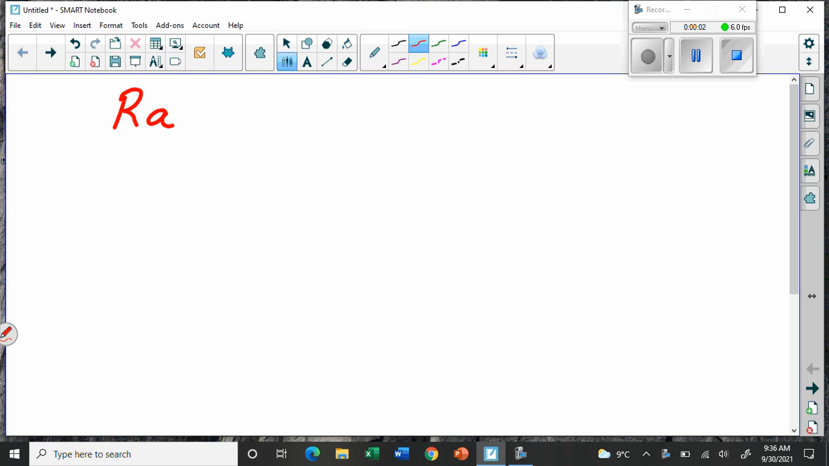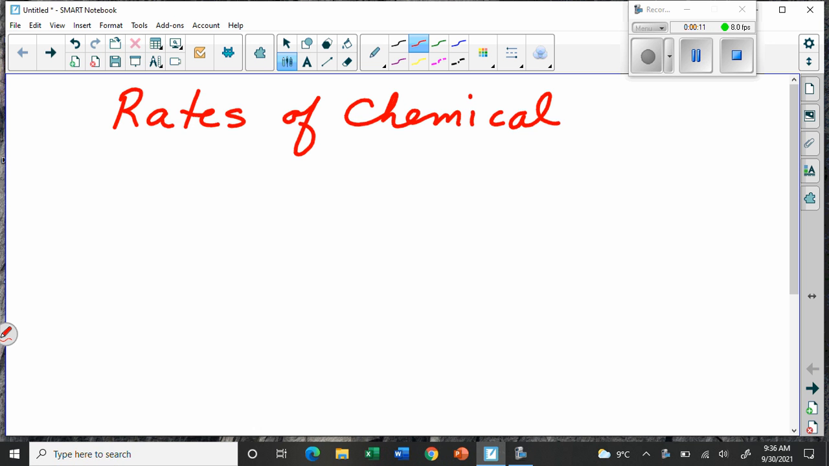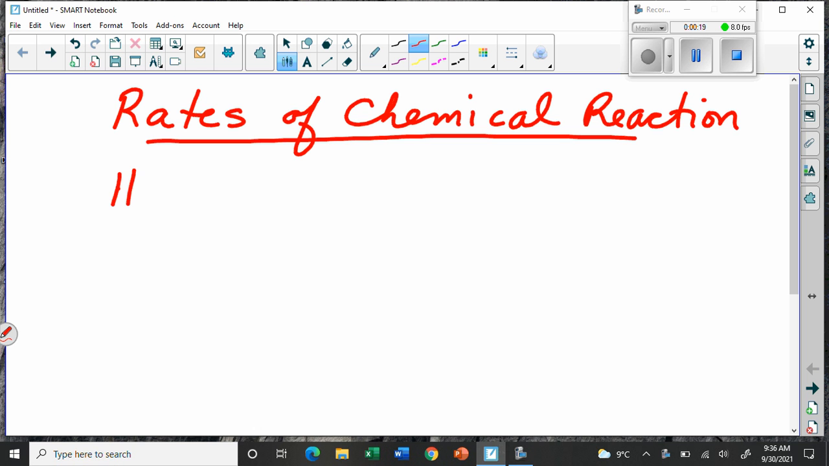Rates of reactions. Oh, we have lovely red today. Rates of chemical reactions. That's what we'll call this little lesson. Now, what we mean by rate, of course, the rate of something is how fast it goes, right? So that's what rate means. It's a comparison with time, how fast it goes.